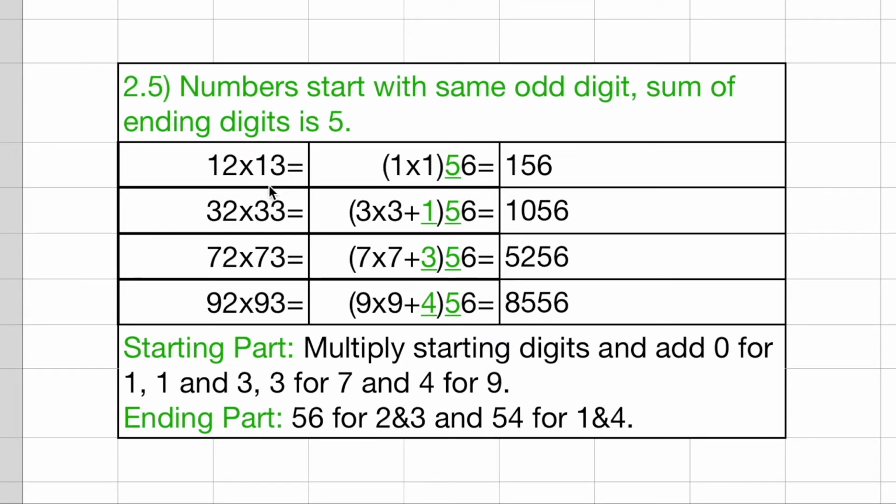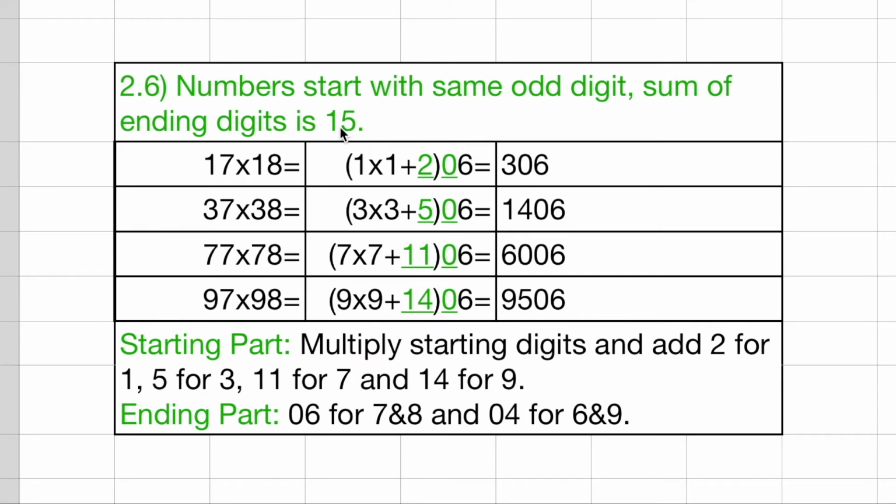Fifth case. Here number starts with same odd digit and sum of ending digits is 5. So it can start with 1, 3, 7 or 9 and sum is going to be 5. So it can be either 2 and 3 or 1 and 4. For a starting part, multiply starting digits and add 0 for 1, 1 for 3, 3 for 7 and 4 for 9. And ending part is going to be 56 for 2 and 3 and 54 for 1 and 4. So if it is ending for 1 and 4, here it will be 4, and when it is ending with 2 and 3, then it's going to be 6.